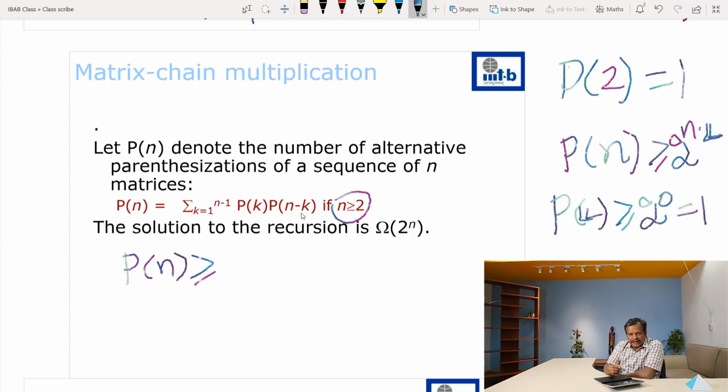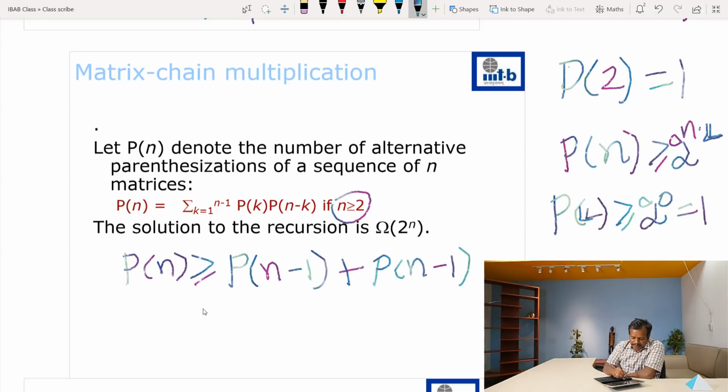And what I get on the right hand side, the other term that I have, is P of n minus 1 plus, for k equal to n minus 1, what I get is P of n minus 1, and the other term is P of 1. P of 1 is again 1, right. So, I do not have to multiply.